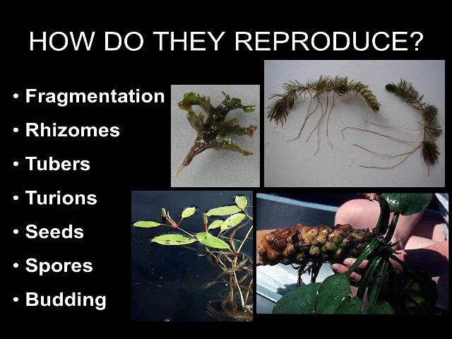Some plants do produce seeds and flowers. Oftentimes they do stick above the water surface. So occasionally if you're out on a lake, you'll see tiny little spikes that are just sticking an inch or two above the water surface.